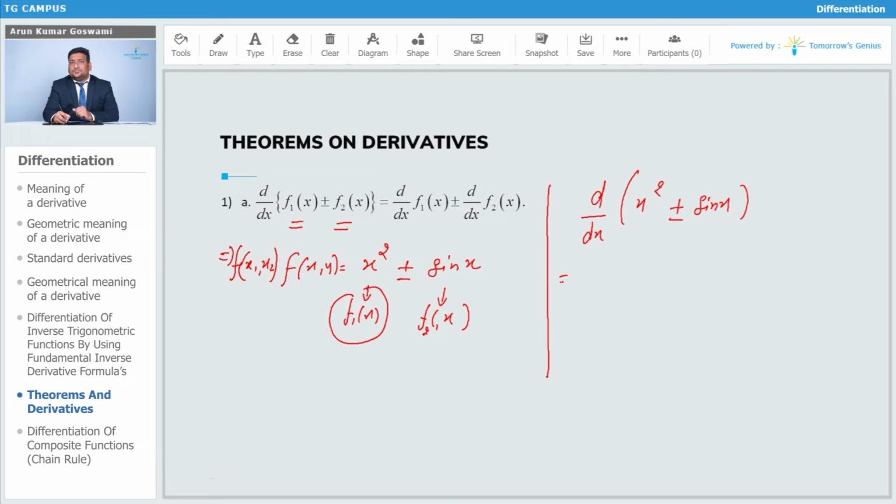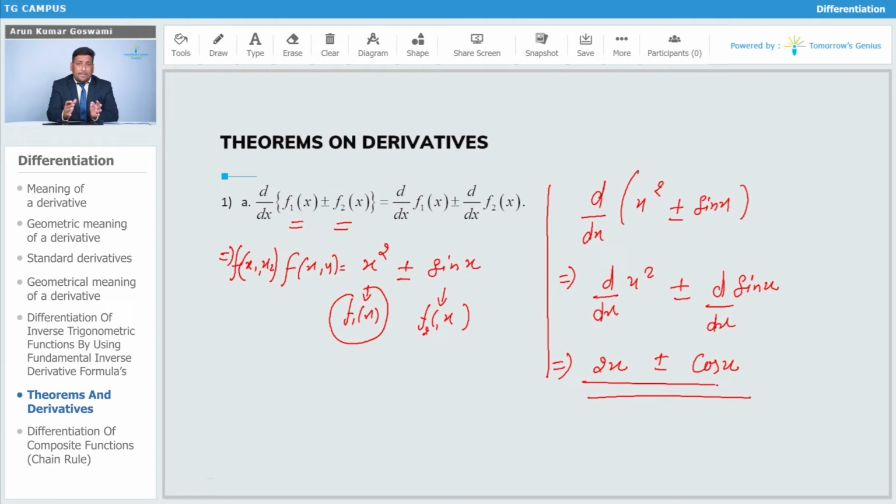Now, how to segregate: d by dx of x square plus minus d by dx of sine x. You are doing separate differentiation of each separate function. So d by dx of x square is nothing but 2x, plus minus, whatever sign is given in the problem you will use that one, and d by dx of sine x is nothing but cos x. So you have differentiated a combined function by taking two different functions, segregating them, and getting the answer.